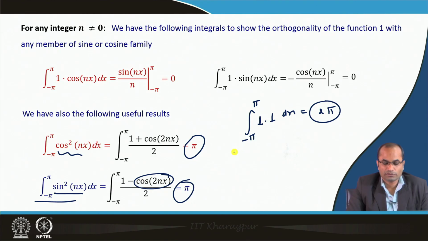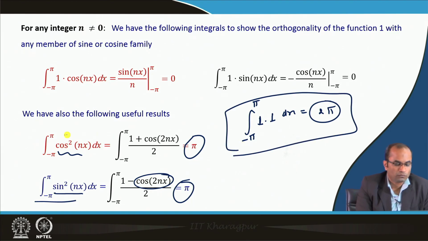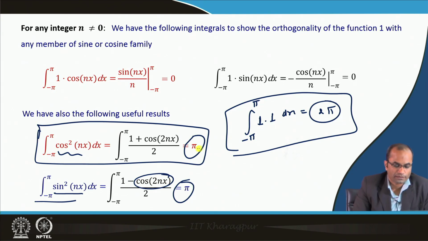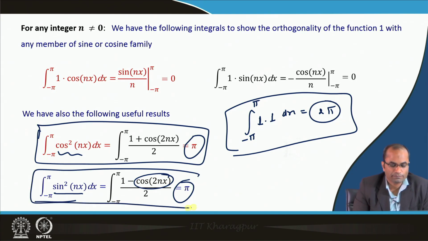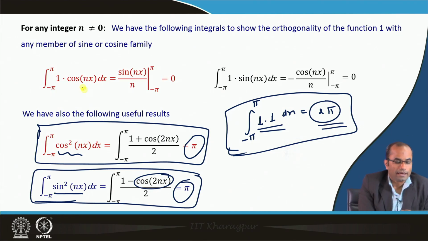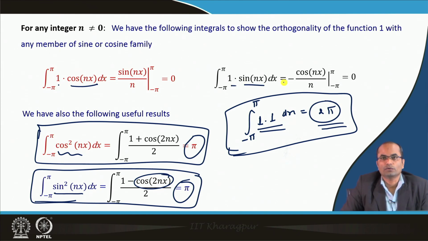So, these three situations we have covered. One, when we have taken the same member from the cos family, the value is pi. The same member from the sine family, again the value is pi, and the same member 1 itself, because 1 is also a member of the trigonometric system, in that case this is 2 pi. And 1 with any other member of the cos is 0, 1 with any other member of the sine is 0.